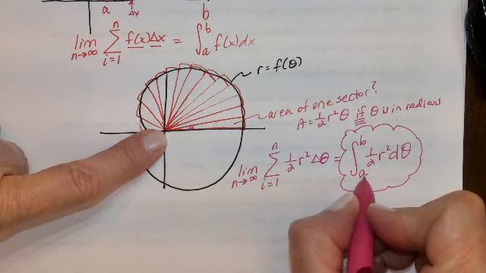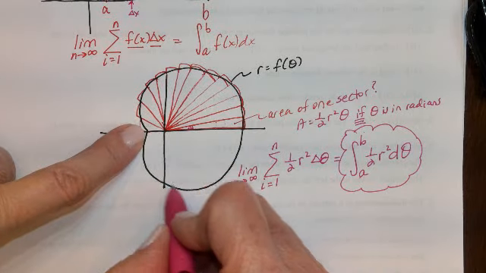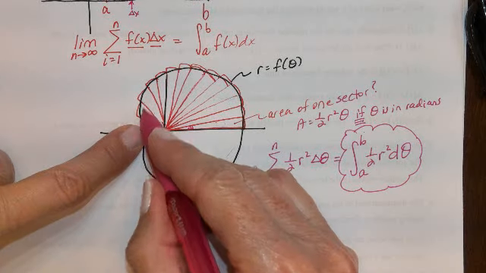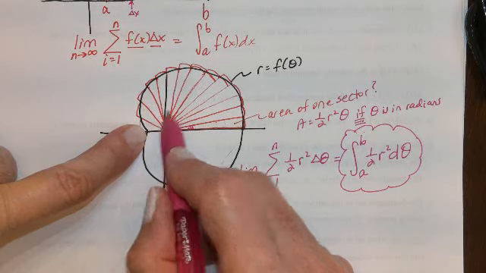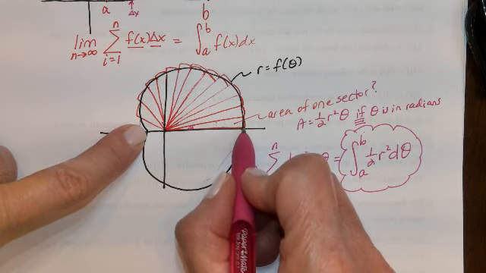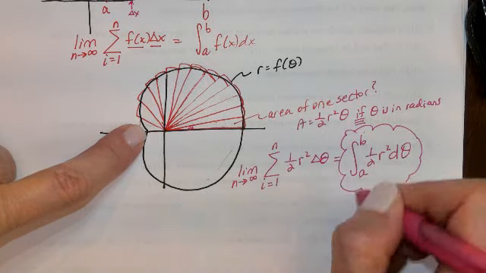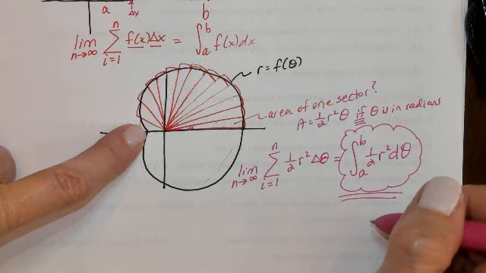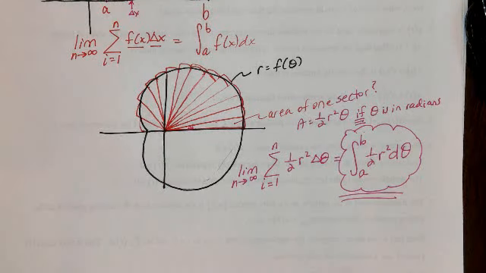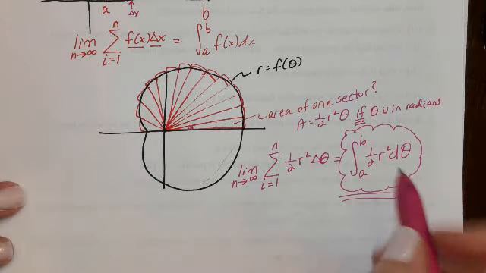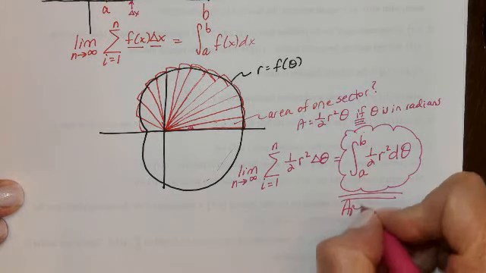We don't have to start at 0. We could start at pi and go to 3 pi if we wanted to, right? There's nothing magical about starting at 0. It's just convenient to do that. But this is our big area formula. So I will tell you that this is the formula for the area of a polar curve. This is the area of a polar curve.